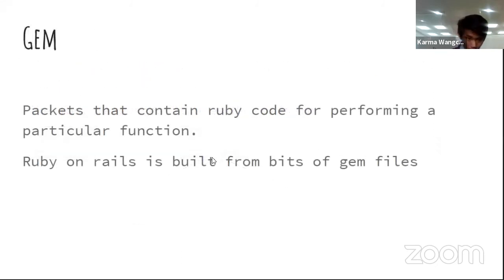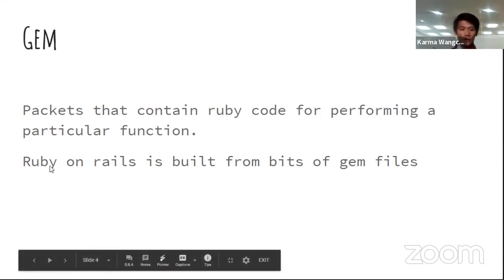So gem, what is a gem? Gem is a library which is made using Ruby code for performing a particular function. So first you create a particular code, you code in Ruby on Rails, Ruby, then you have the particular code and you upload it on the internet as a gem. So other people will use the gem inside their code. So gem is the building block of Ruby on Rails.